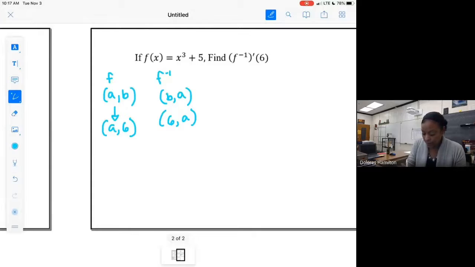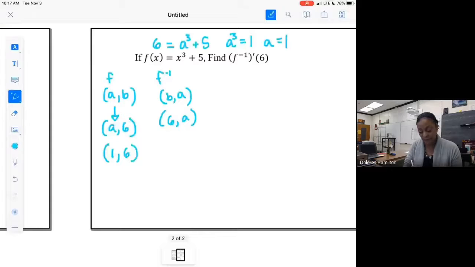So I'm going to use that knowledge to go to f and find out what that a value would be. So when would 6 equal a cubed plus 5? Let's solve for a. a cubed would equal 1, so a is 1. So in that case, I know that f contains the point (1, 6), which means f inverse contains the point (6, 1). Great. Let's write our formula just so that we know exactly what we're looking for.